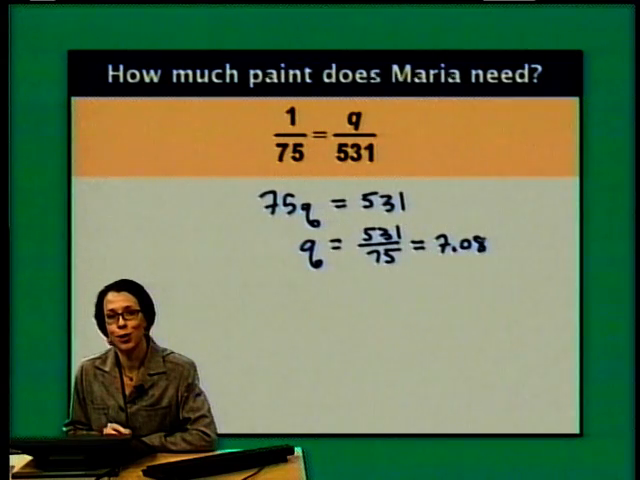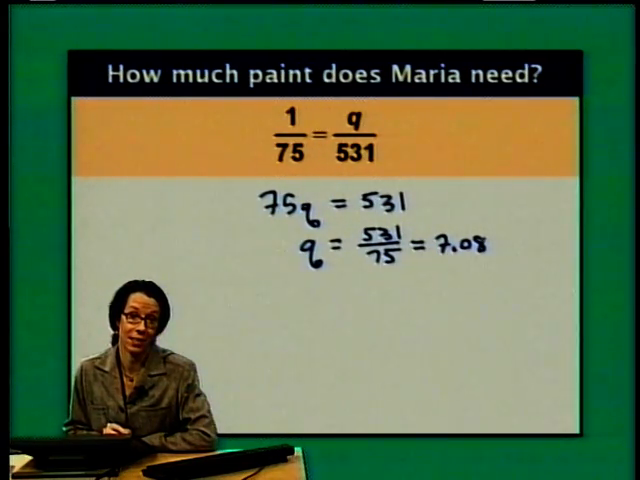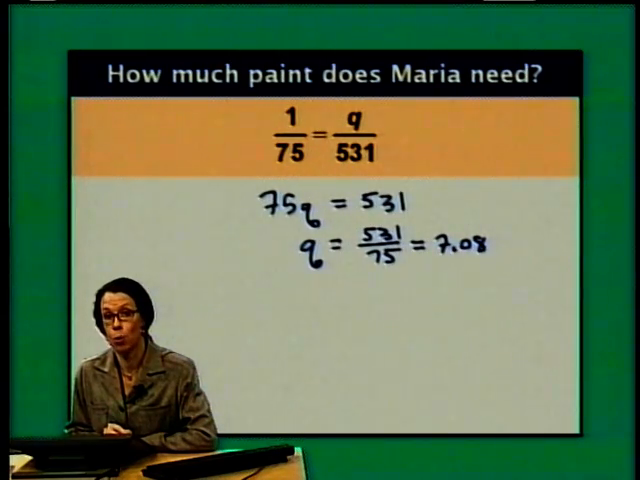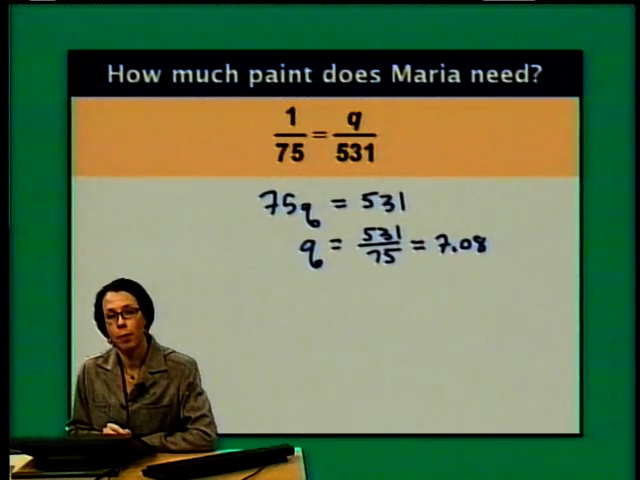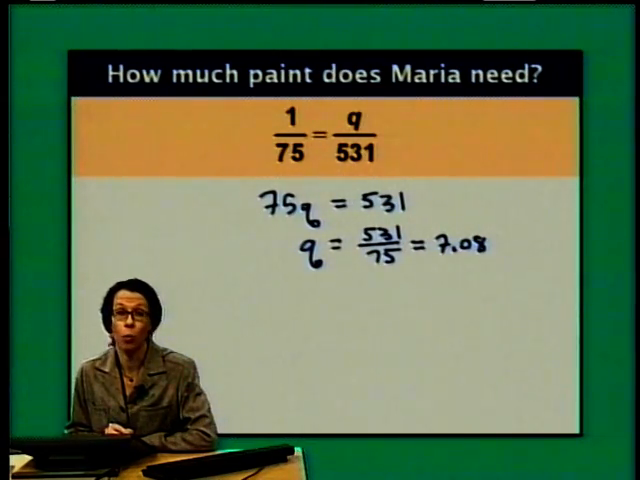Now she can't walk into the store and order 7.08 quarts, so she has to make a decision. Is she going to buy just 7 quarts and maybe not get the coverage she needs? Or is she going to buy 8 quarts to make sure she has plenty of paint for the project? Well, that's really going to be a decision Maria's going to have to make on her own. But if she bought the paint in gallons instead, it might be a little bit cheaper. And 8 quarts is 2 gallons. So perhaps a wise thing to do would just be to buy 2 gallons of paint rather than 8 quarts.